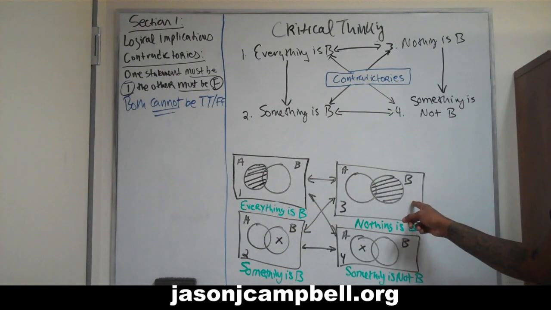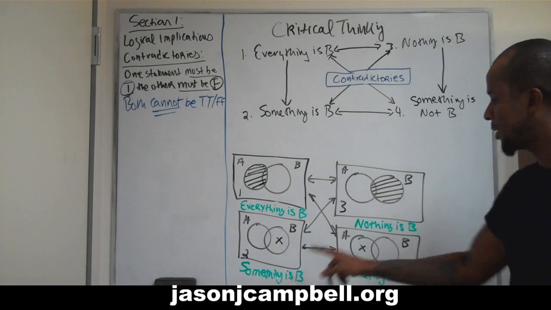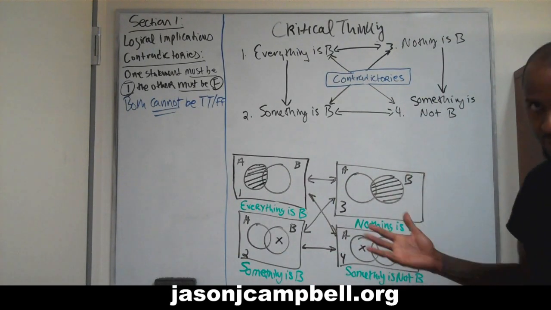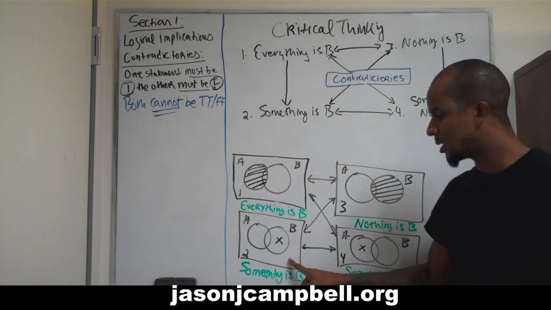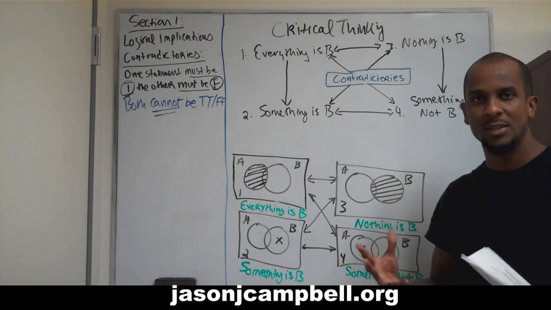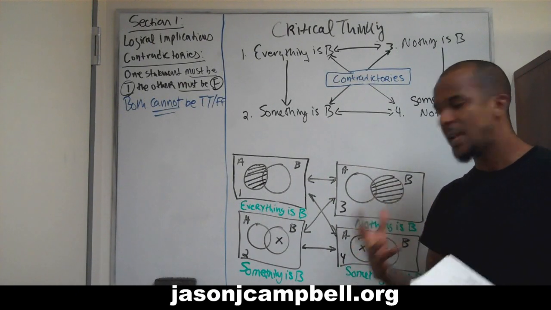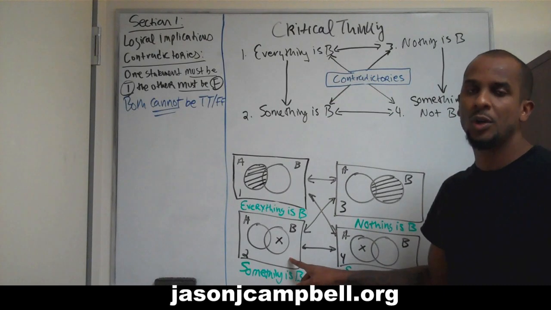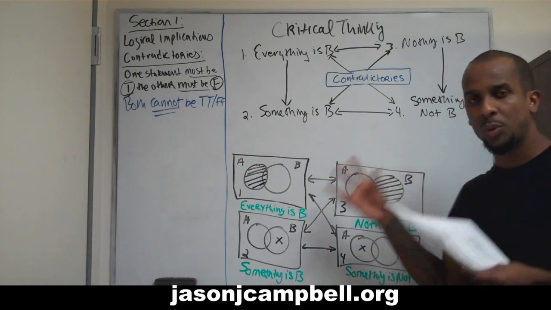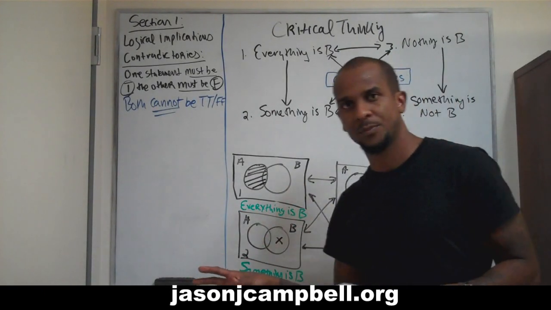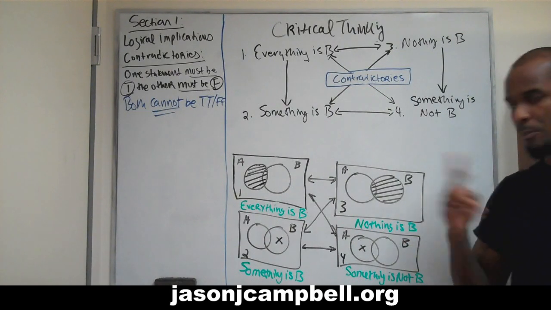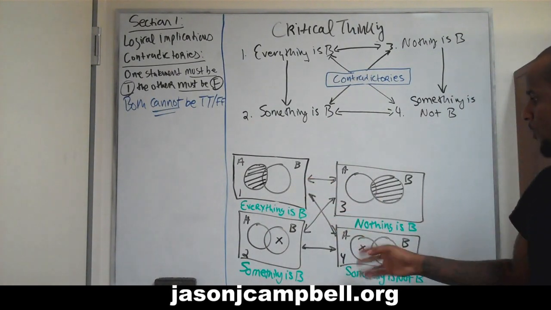Similarly, if you start with 3, remember we're going both directions, if you start with 3 and you say that there is nothing that's B, then it's obviously contradictory to say that something is B. Your statement is illogical. You're contradicting yourself, right? You can't hold both of those statements to be true. One can be true, one can be false, but both can't be true, both can't be false, just like we said before. So it makes sense, right?